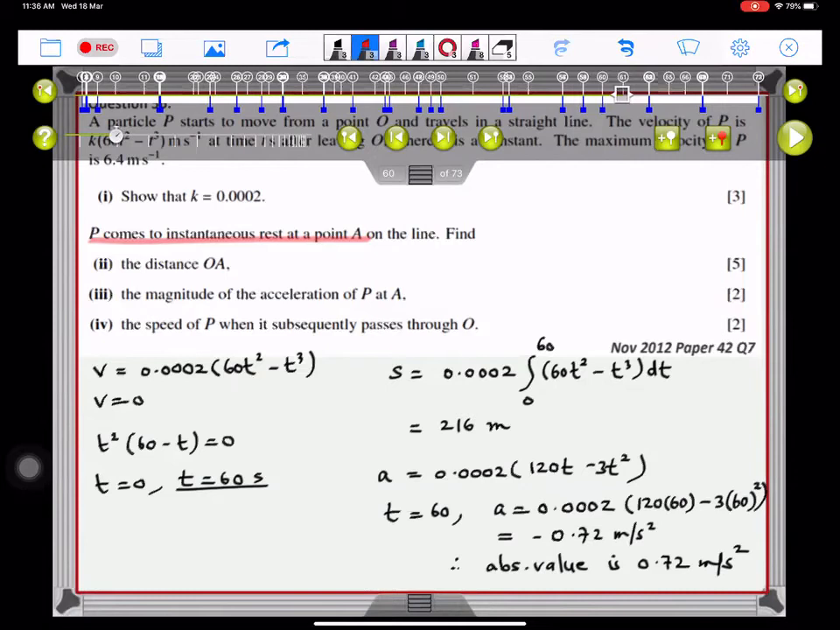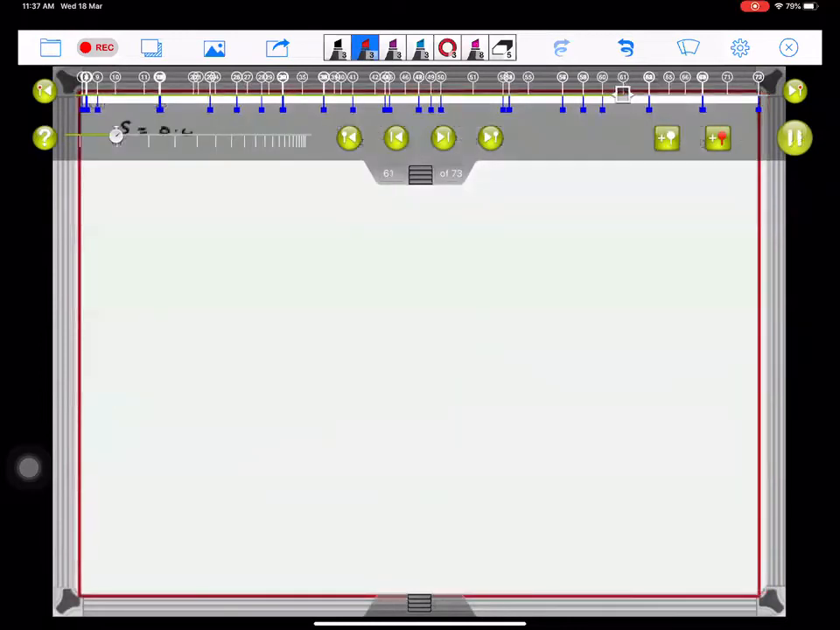Now what will we do? Now we will find the speed of P when it subsequently passes through O. When a particle starts from O, goes through the whole world, and then comes back to O, what happens? Its distance would be something great. But what is the concept of displacement? The concept of displacement is distance measured from the starting point, from any point. In our case, according to the question, we are measuring it from the starting point. Therefore, it again passes through O. That means displacement is 0.